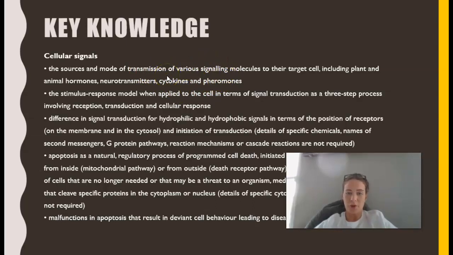The sources and modes of transmission of various signaling molecules to their target cell, including plant and animal hormones, neurotransmitters, cytokines, and pheromones. So we're going to check off all that knowledge this week, and then next week start moving into looking at the stimulus response model and how different signals are received differently by cells, and how they're responded to. And as an example of that, looking at something called apoptosis, regulated cell death, which is something that you may be familiar with from past studies, and problems with apoptosis.